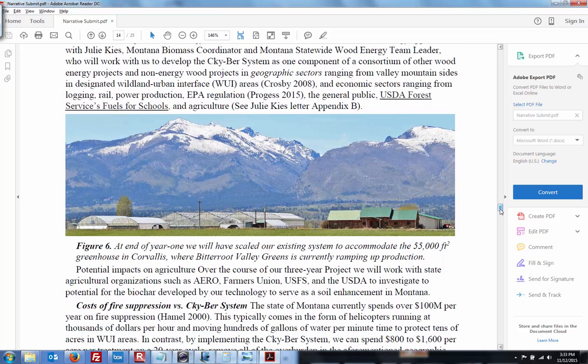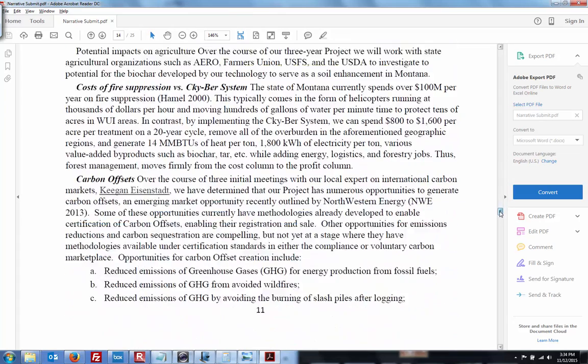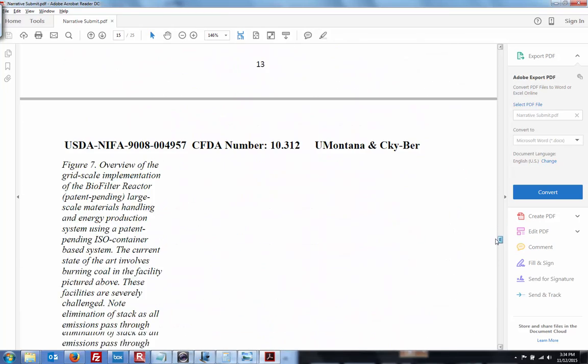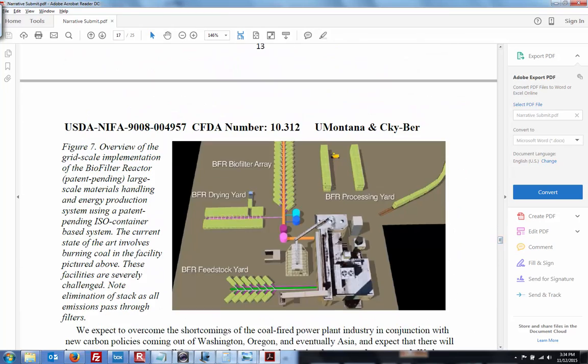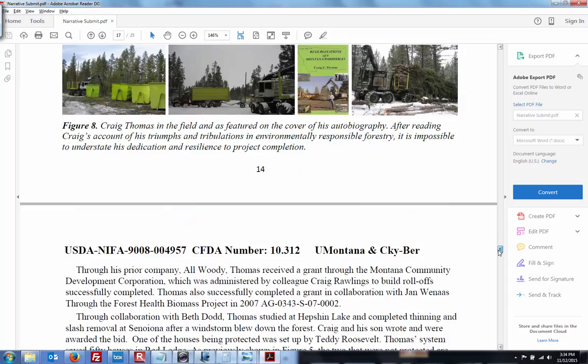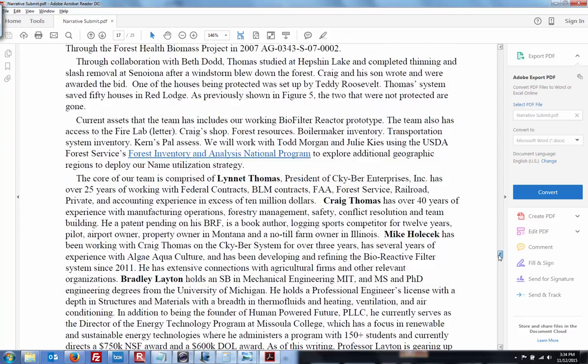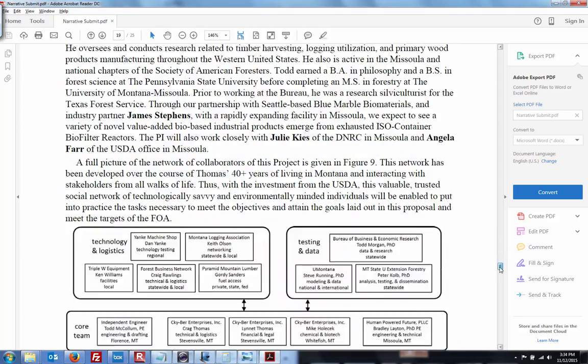Here's the greenhouse. So it needs electricity, it needs heat, it needs CO2. That's where the wood comes in. Here's how we integrate with a coal-fired power plant. Here's an example of how we've done some field demonstrations already, responsible forestry.